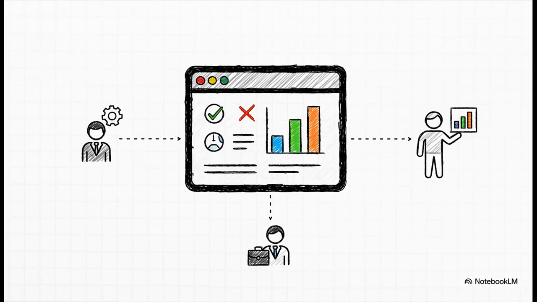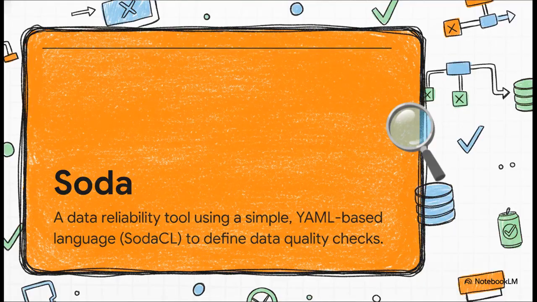But this is the killer feature for me. The output isn't some cryptic log file. It's data docs, a beautiful human-readable HTML report. It's automatically generated and always up to date. This becomes the one place your whole team, engineers, data scientists, even product managers can go to see in plain English, is our data healthy? It's a game changer.